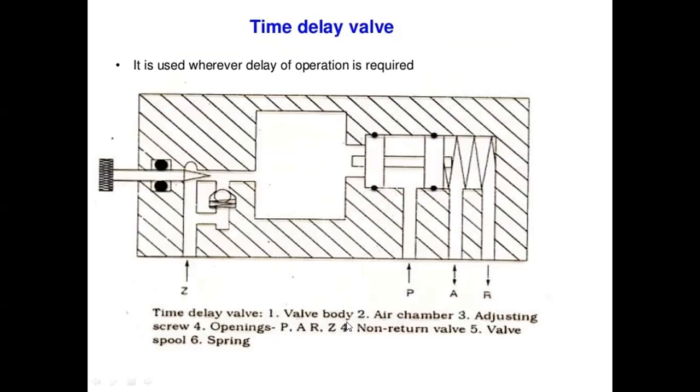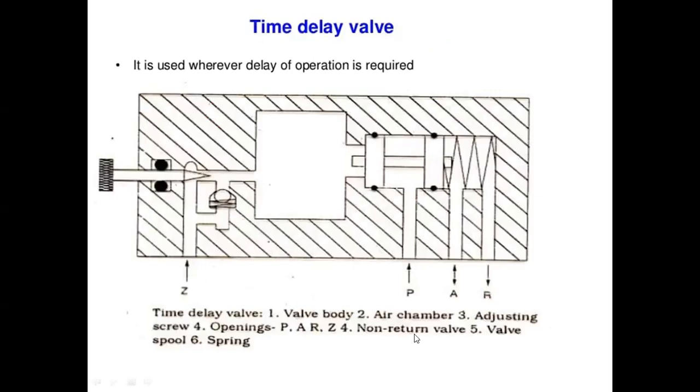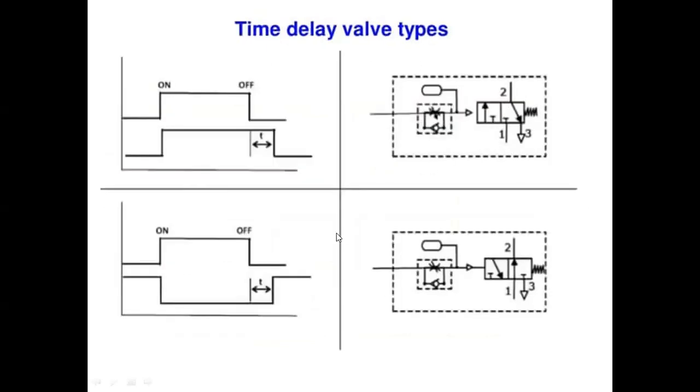Time delay valve: valve body, air chamber, adjusting screw, opening, non-return valve, valve spool, and spring. Time delay valve type, here on off positions, here this is our time.